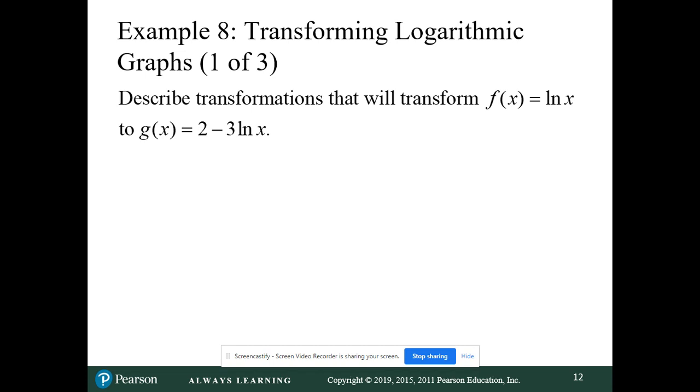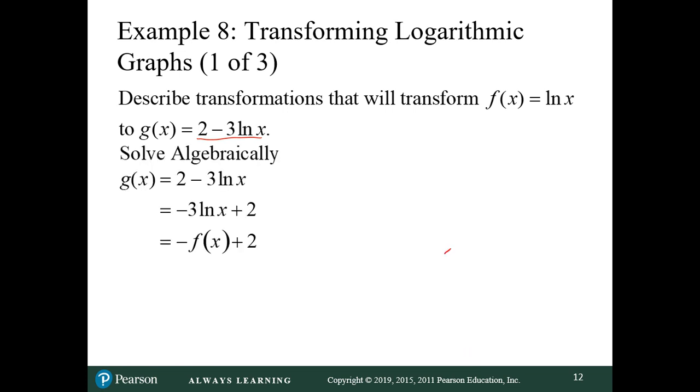How do we transform this? What are we going to do with this equation? What I would do first is solve it so I'd get it in the proper order: -3 ln of x plus 2. So it's -3 times my function that I have, plus 2.